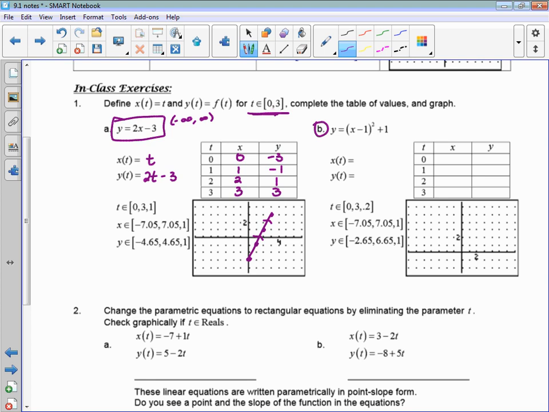Okay. All right, guys, I'm going to start filling in your table here. I guess I should bring your equation.